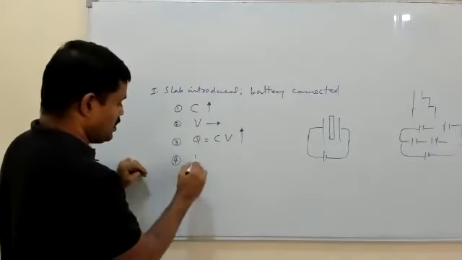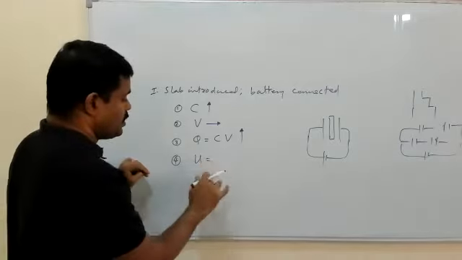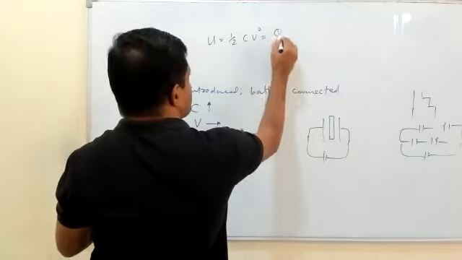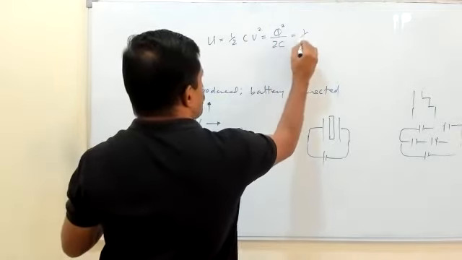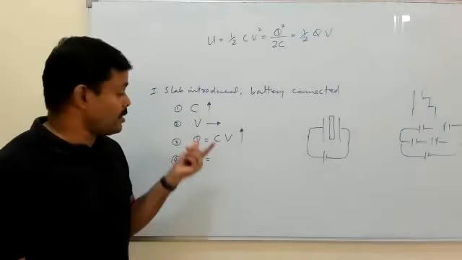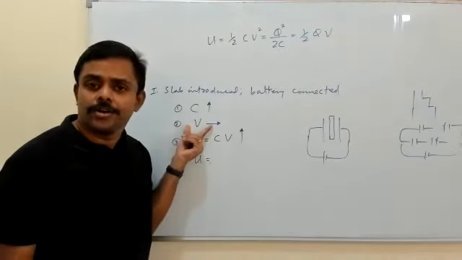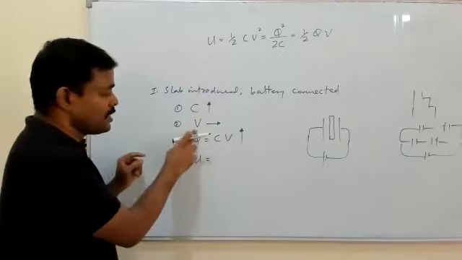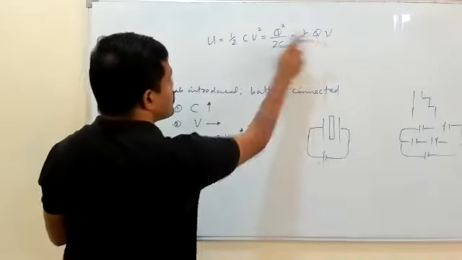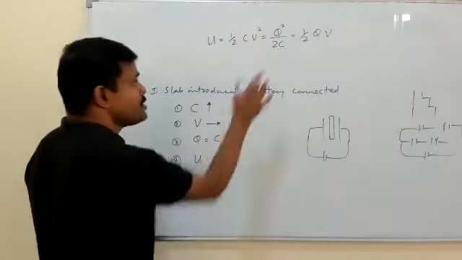Fourth one, energy. Energy equation is what? We had 3 equations for energy. Half CV square, Q square by 2C or half QV. And you must choose the equation judiciously. You must choose the equation containing constant quantity. Who is constant here? V is constant. So you must choose either this one or this one. I'm going with this one. Last one is also fine.